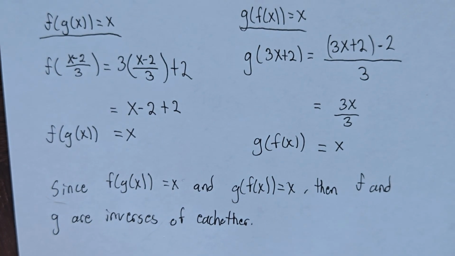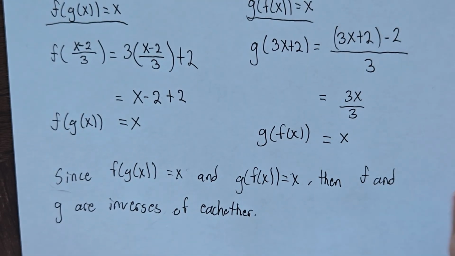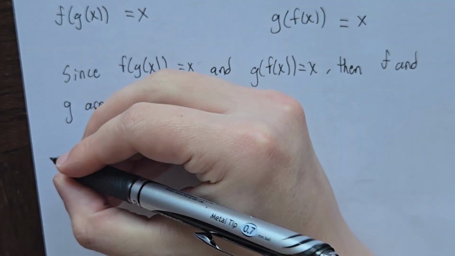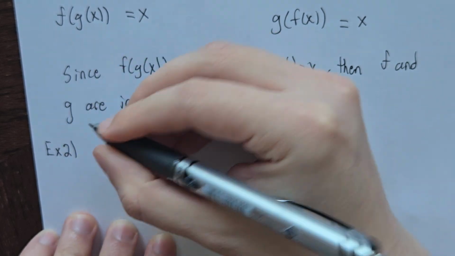Okay, wonderful. So that's how to show that functions are inverses of each other whenever they're given to us directly, like we were explicitly given what f and g were for this particular problem. Let's look at a different example of trying to figure out what a function's inverse should be if we're just given the one function. So example 2.